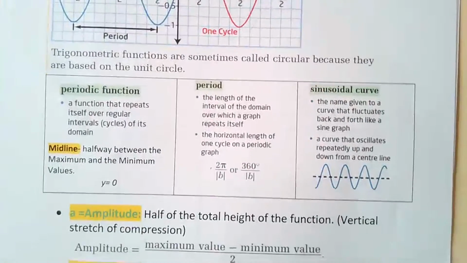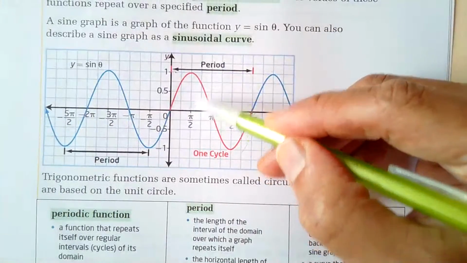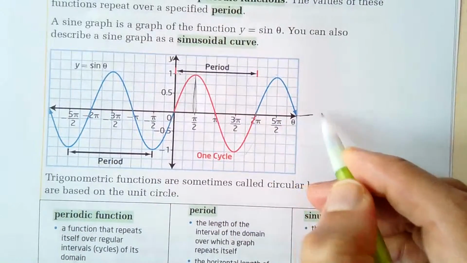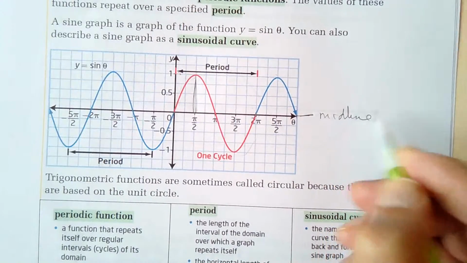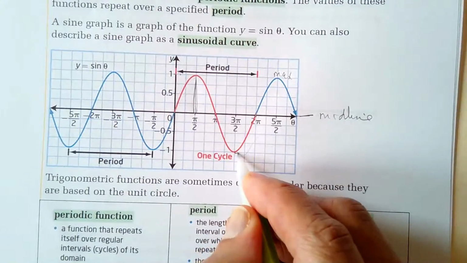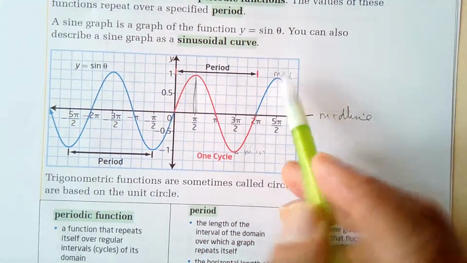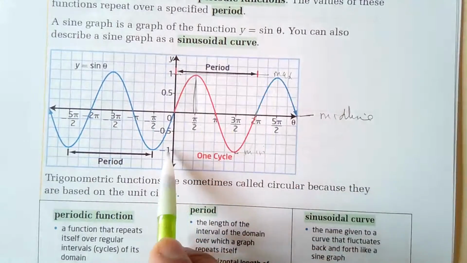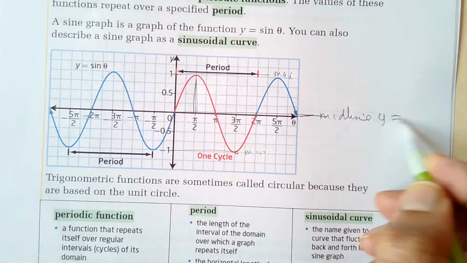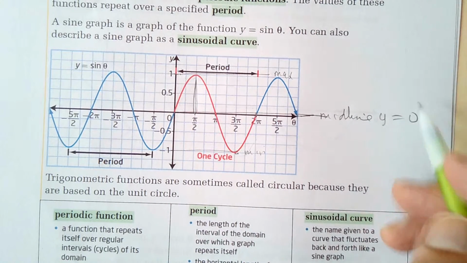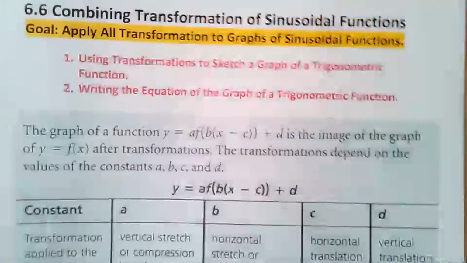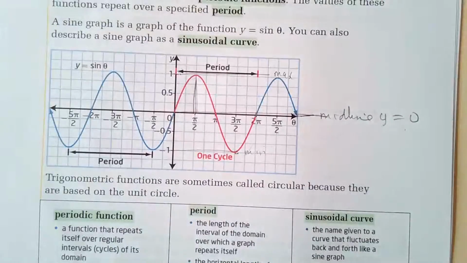And as mentioned, the amplitude is the height from the midline. The midline is halfway between the maximum value and the minimum. In this case, the maximum is 1, the minimum is negative 1, and halfway, so this will be the midline, which is y is equal to 0. Which incidentally is the value of d in the transformation equation. We will look at that in a minute.